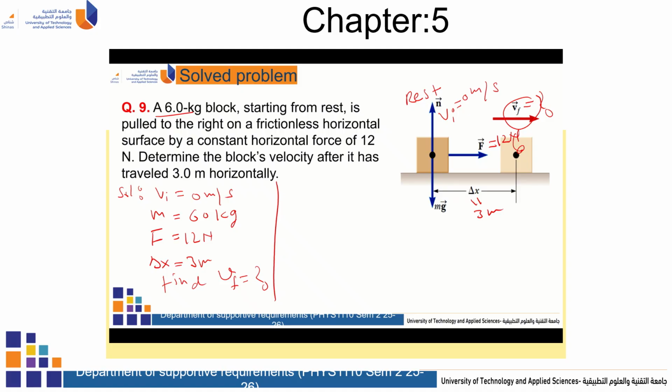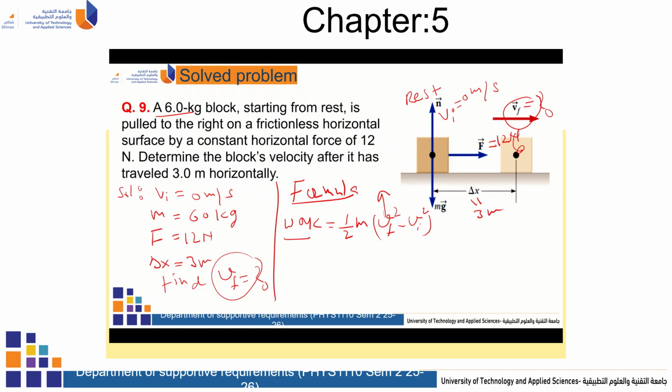So I can try the formula, the relation between the work and half mass times the bracket of vf square minus vi square. I have the value of the mass and the value of vi, but I don't have the value of the work. So this also I need to find.